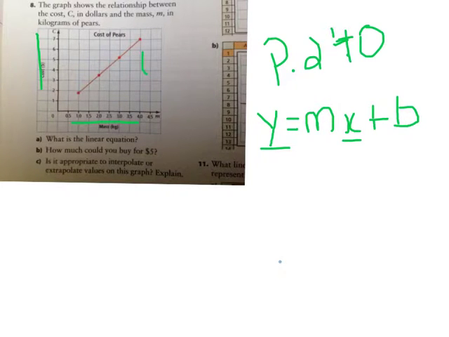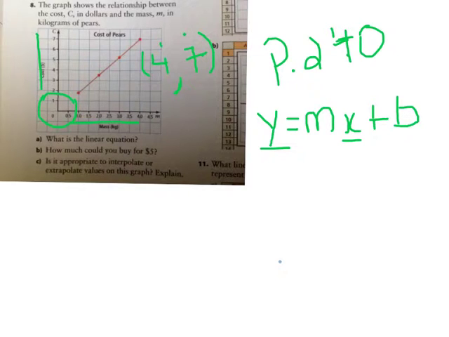So when I have 4 kilograms of pears, it'll be a cost of $7. So 4 comma 7 gives me my ordered pair. So I'm going to use that for mx plus b. Another thing I need to look for is my b-intercept, or where the equation crosses the y-axis.